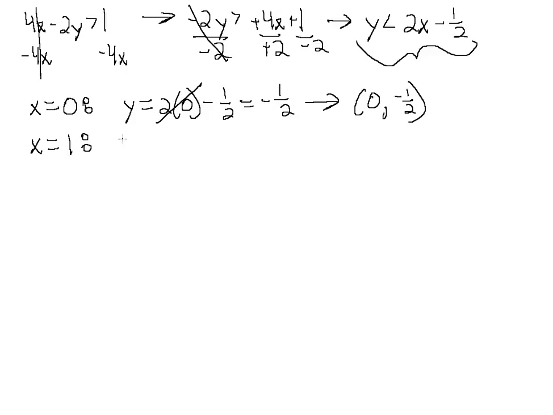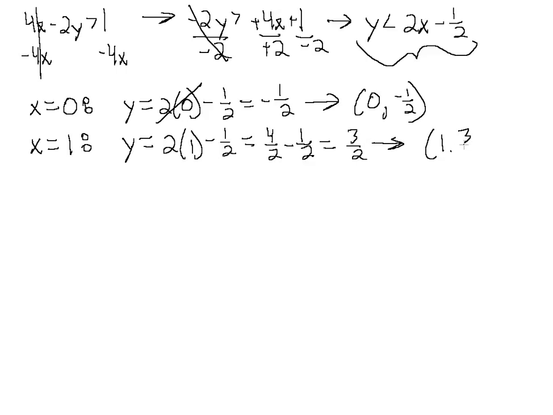Let's let x equal 1, so y equals 2 times x, which is 1, minus 1/2. 2 is the same as 4 over 2. It's just converting it into a rational number so we can subtract our rational numbers in the next step. 4 minus 1 is 3 over 2. So our second point is 1 and 3/2. Now I need a third point.